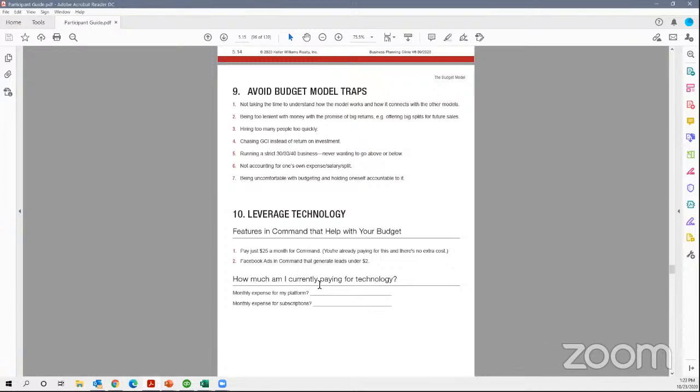Follow the model, and we'll talk about that in the organizational model differently. But hiring too many people too quickly is one of the biggest budget traps, and it's going to directly affect your profitability.